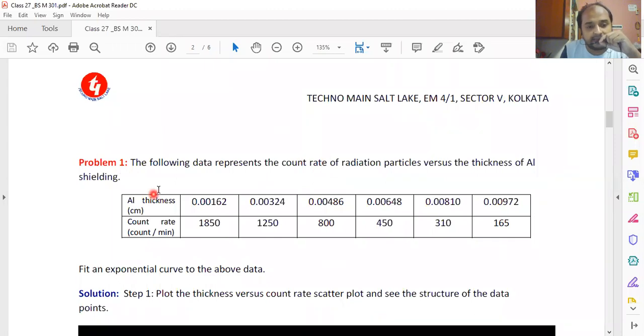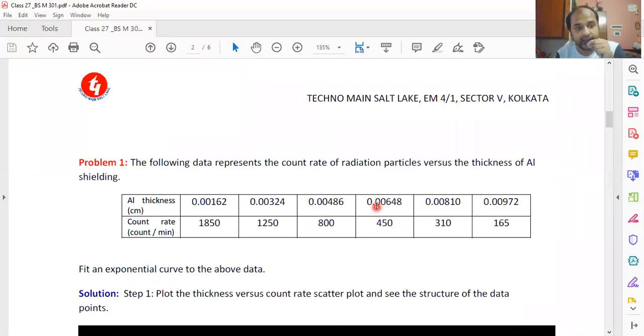Problem number 1 says: the following data represents the count rate of radiation particles versus the thickness of aluminum shielding. Aluminum thickness is given in centimeters. These are the values, and the count rate of the radiation particles, count rate per minute, is given here. There are 6 observations. Fit an exponential curve to the above data.